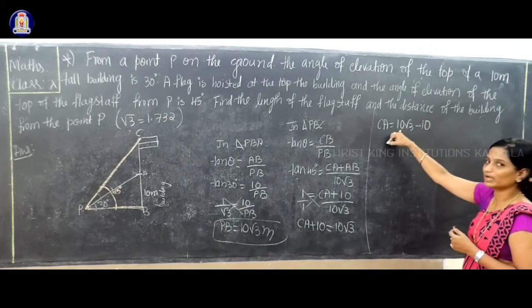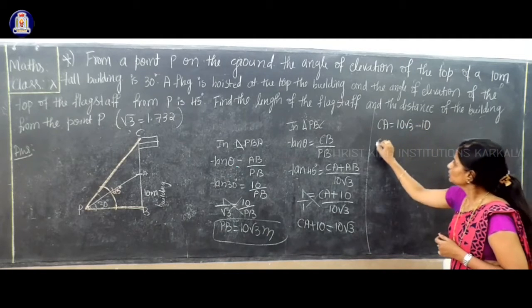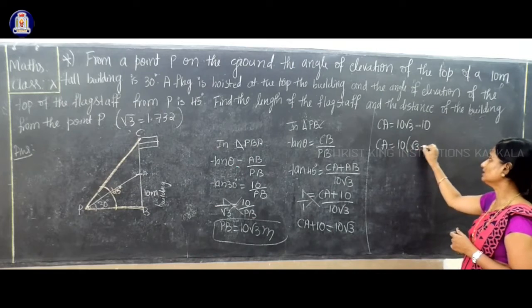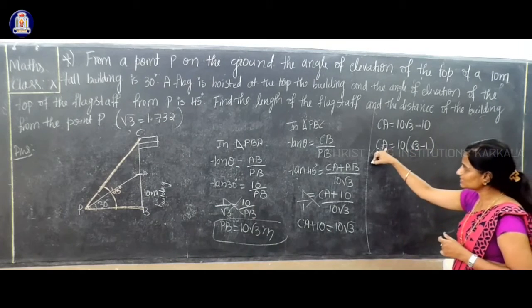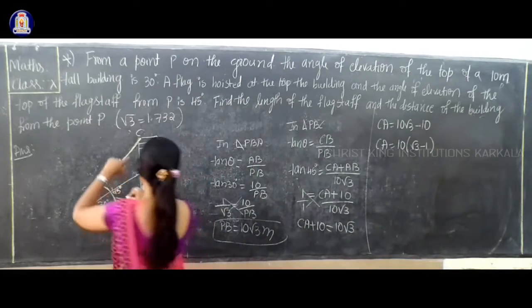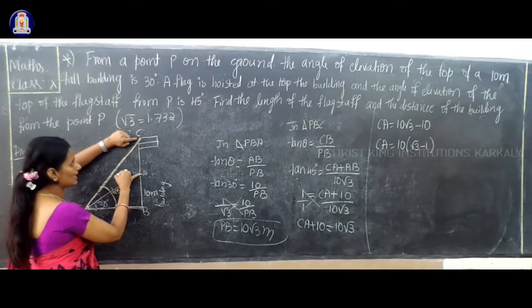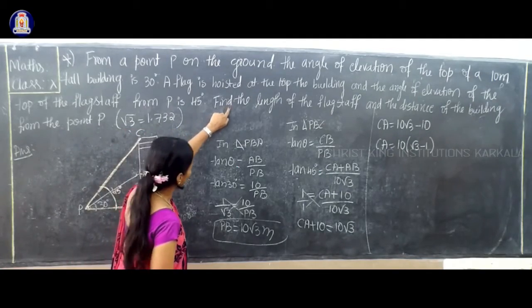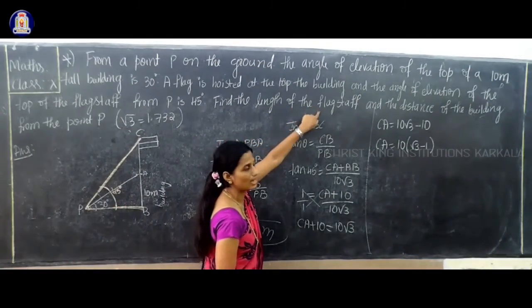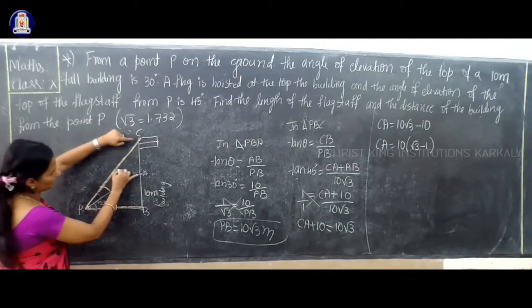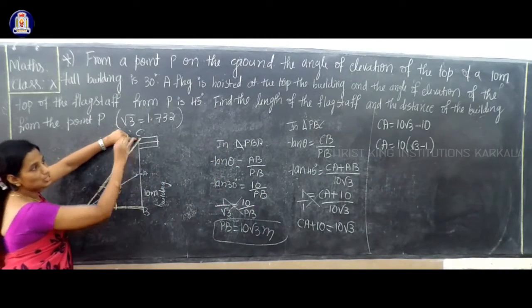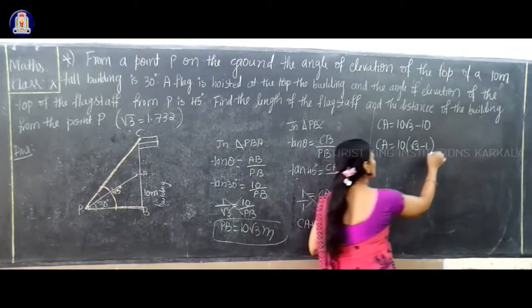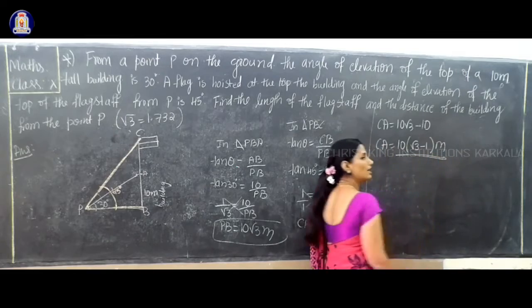Can you simplify this one? Yes. How to simplify? Take 10 outside. So CA is equal to 10, which is common, times root 3 minus 1. So what is this CA? See the figure. CA is the length of the flag. But what is the question? Find the length of the flag. So finding the length of the flag means only the CA. So we got CA is equal to 10 times root 3 minus 1 meter. So this is your answer.